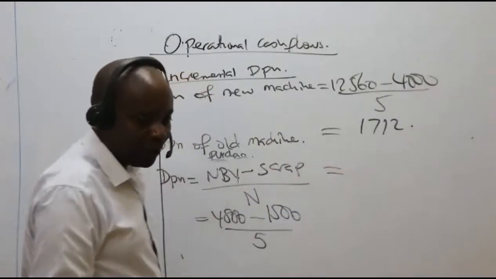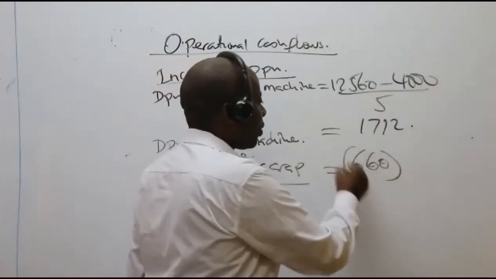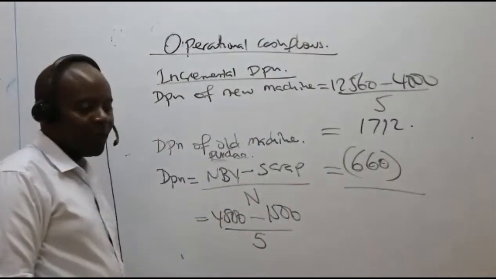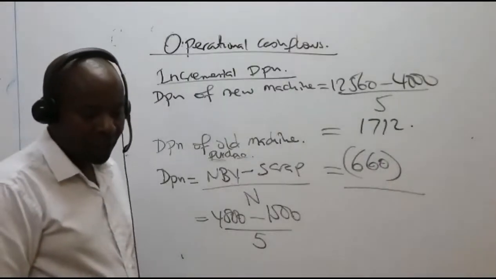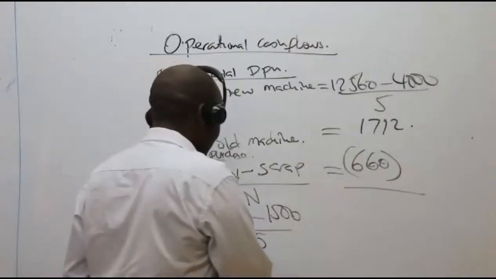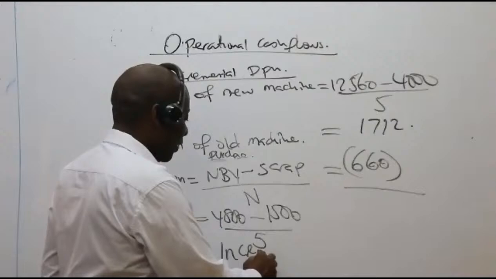So, ladies and gentlemen, what figure do we have here? Somebody is giving me a figure of 660. So could you kindly subtract here to give me the incremental depreciation? Give me the incremental depreciation, 1052. So we have here incremental depreciation.